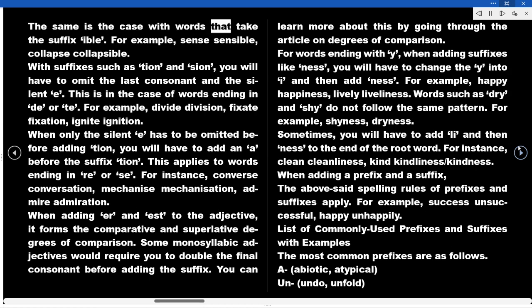The same is the case with words that take the suffix ible. For example, sense, sensible; collapse, collapsible. With suffixes such as tion and sion, you will have to omit the last consonant and the silent e.